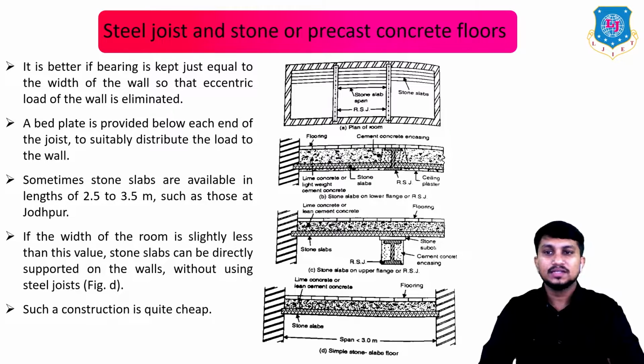Sometimes stone slabs are available in lengths of 2.5 to 3.5 meter, such as those at Jodhpur. If the width of the room is slightly less than this value, stone slabs can be directly supported on the walls without using steel joists. You can see this in figure D. Such a construction is quite cheap.